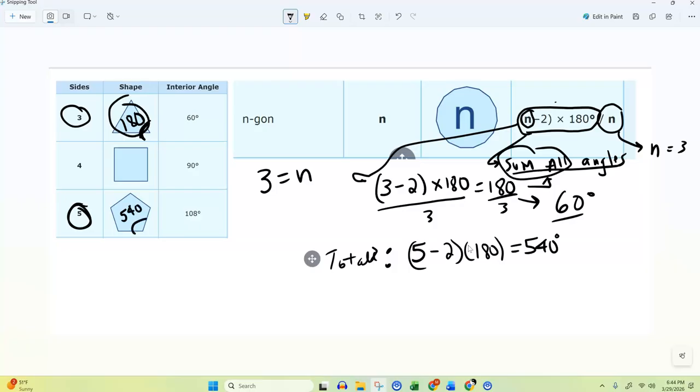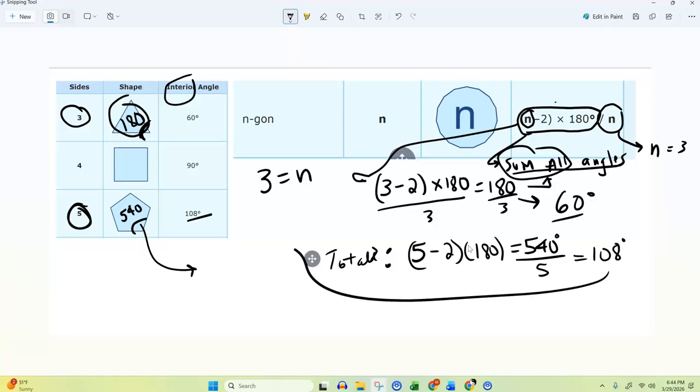But if we want to get each individual interior angle, how do we get that? We see here it's 108. How would we get that? Well, we'd go this divided by 5, and that's equal to 108 degrees. So that's how they got this angle. Because remember, this is just one interior angle, but all sum is 540, okay? So this is the formula we're going to use.